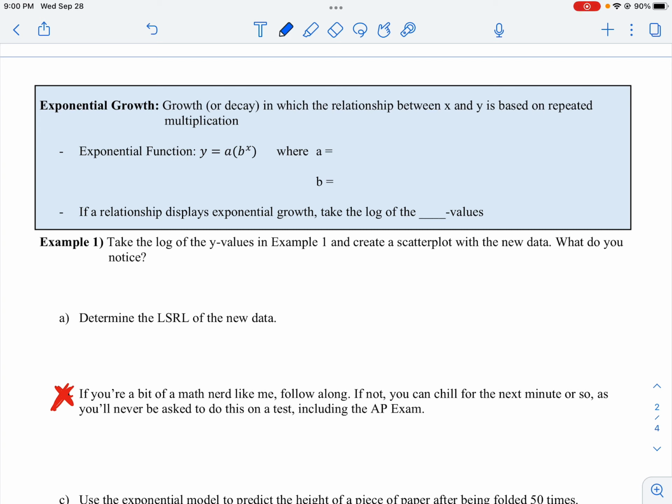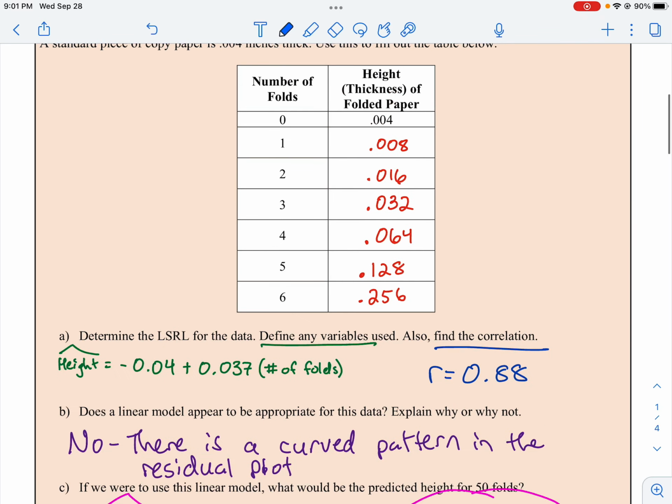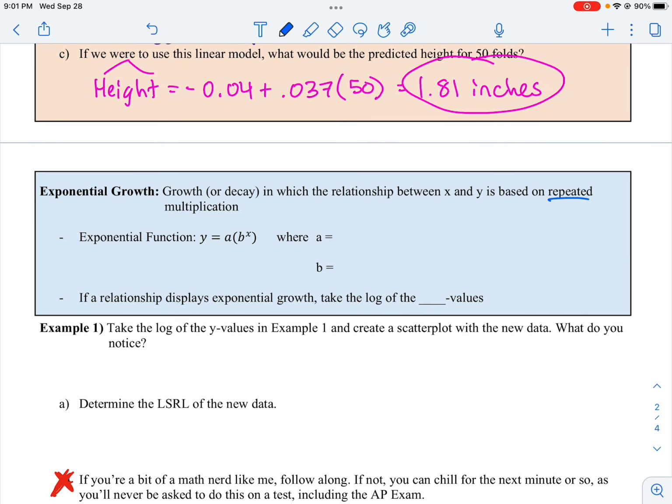However, in exponential growth, instead of adding 6 each time, we're going to multiply by 6 each time. Or we're going to multiply by 2 each time to get the new value. Okay? And that's kind of what we're doing here is we multiplied by 2 to get to this. We multiplied by 2 to get to this. We multiplied by 2 to get to this because we were doubling in thickness each time. So we had repeated multiplication.